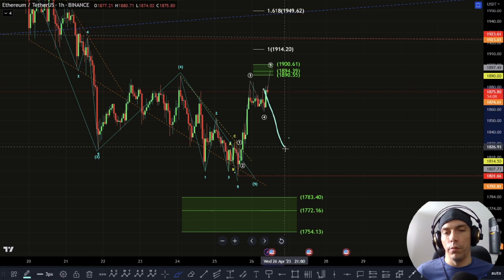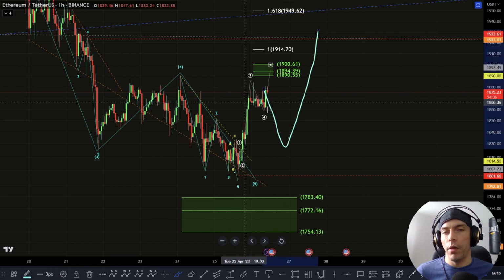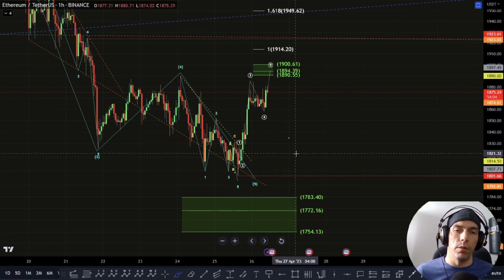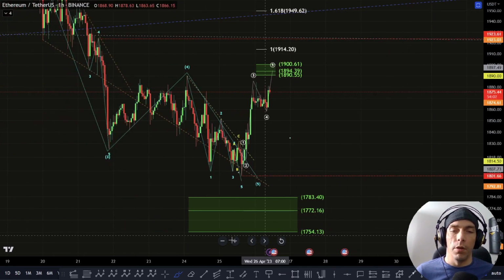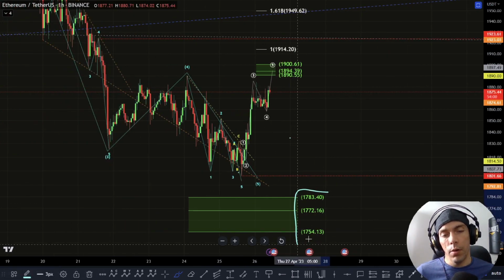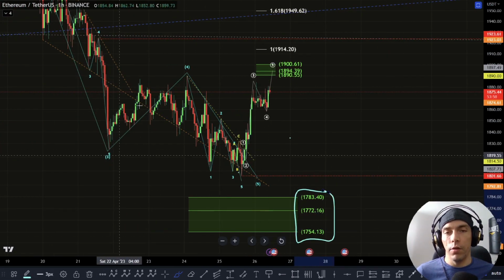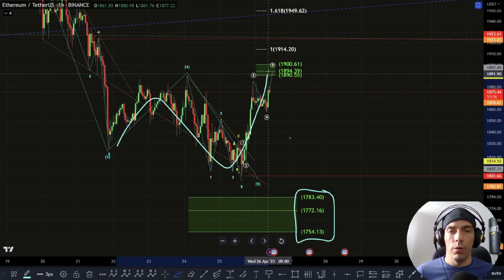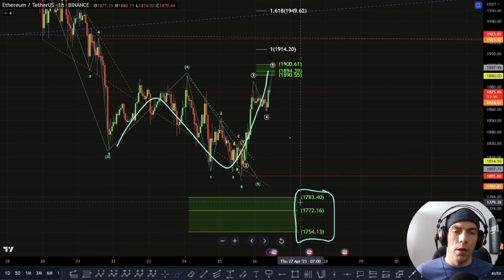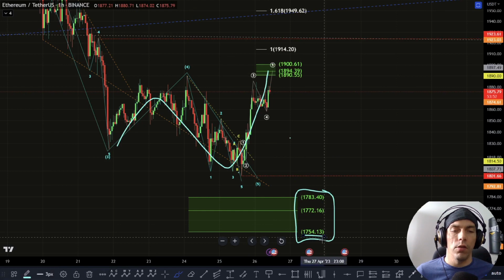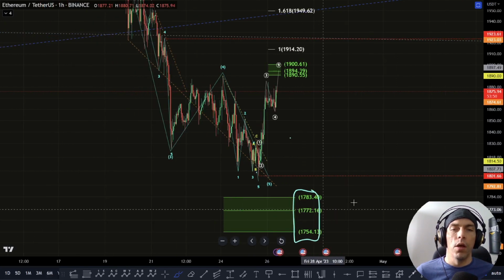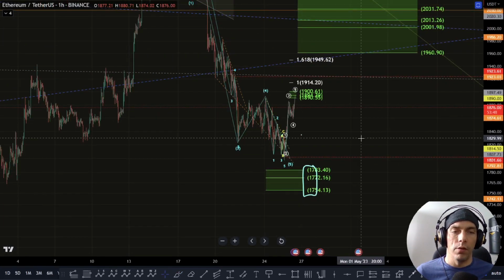If, however, we find support and break up in a bigger way here, that would invalidate that possibility of that flat correction. But if we do actually have a continuation down here, and this is still a fourth wave, I would still be expecting a final drop towards the zone of the 1783 to this 1754, provided that there is not further extension.